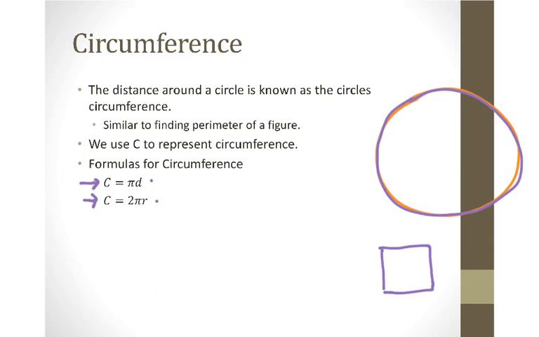So like if you're given a diameter, then I'm going to choose to use circumference is equal to pi times diameter. But if I was given the radius, then I would choose to use circumference is equal to 2 pi r, okay? So it's all going to depend on what is given in the figure or the wording.